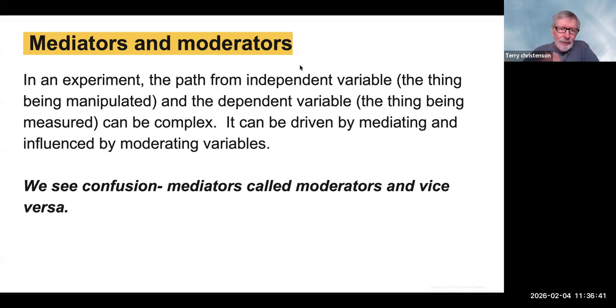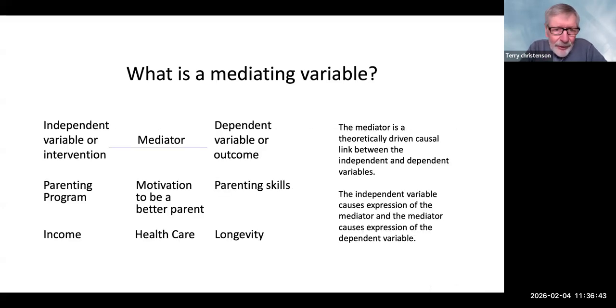Next slide, please. So just very briefly, what's a mediating variable? Mediator is over here. There's a theoretically driven causal link between the independent and dependent variables. I see this often in NIH proposals where you're talking about some kind of program, some kind of intervention, might be your independent variable, and then parenting skills, for example, might be a dependent variable. So a mediator is that causal link.